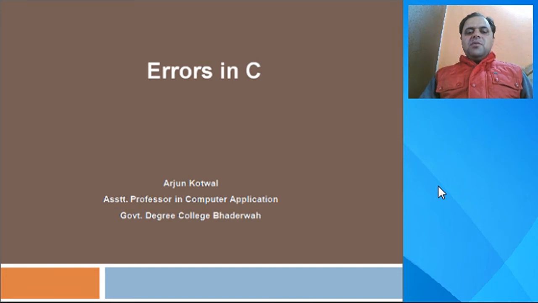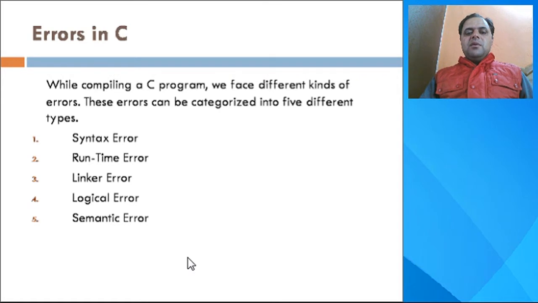First, it will translate the high level language into machine level language. We can say it will convert a C language program into machine level language in the form of zeros and ones. The other job of the compiler is also to find different errors while compiling a program. So while compiling or even while running a program, we face different types of errors in C. We will discuss them one by one.